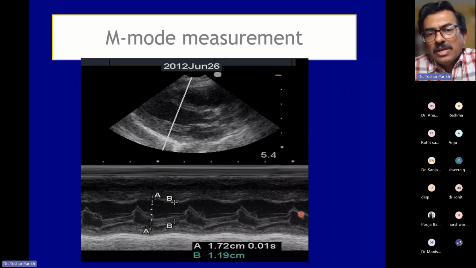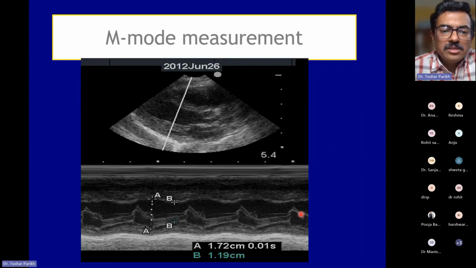Again, to show here, as you can see, the M mode line is going through the cavity of the left ventricle, and as the mitral valve opens and closes, you are able to get the size of the left ventricular cavity. This A indicates the maximum diameter of the LV, and this B indicates the smallest diameter. So this is the end diastolic dimension and this is the end systolic dimension, and then you are able to calculate the fractional shortening in this case.